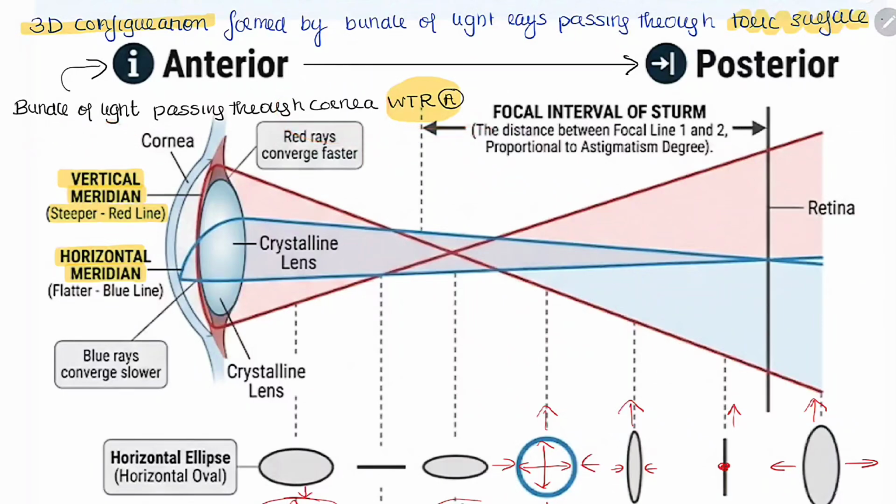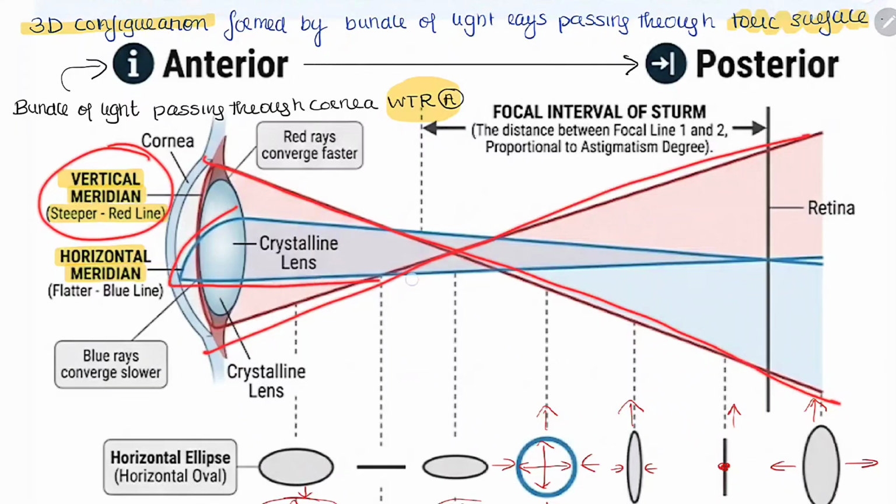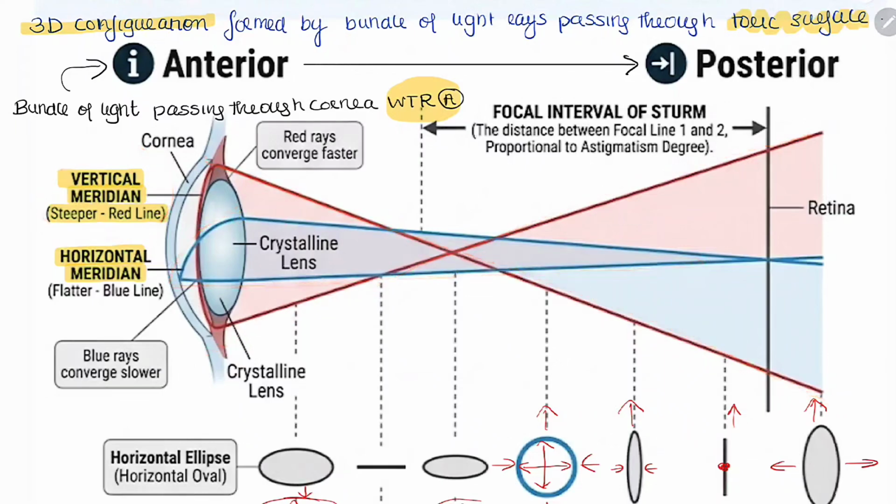This Sturm's conoid is of a bundle of light passing through the cornea with the rule astigmatism. So, this eye has with the rule astigmatism. What is with the rule astigmatism? We already studied in astigmatism that the vertical meridian is steeper than the horizontal one. In with the rule, the vertical meridian is steeper. Against the rule, the horizontal meridian is steeper. So, we are studying astigmatism of with the rule, where the vertical meridian is steeper. This red line is representing the vertical meridian while the blue line is representing the horizontal meridian.